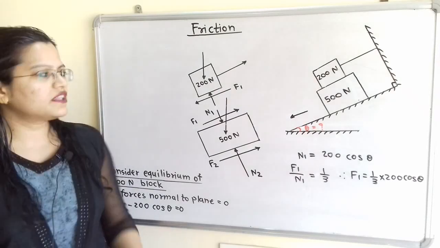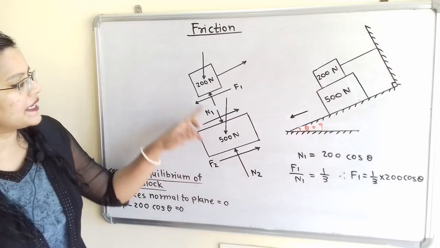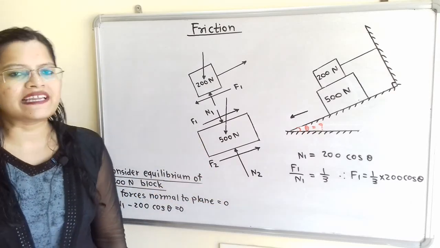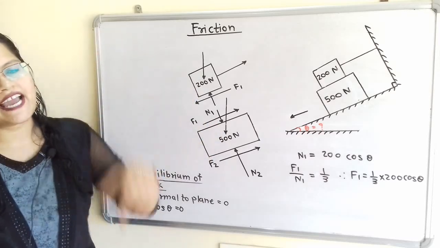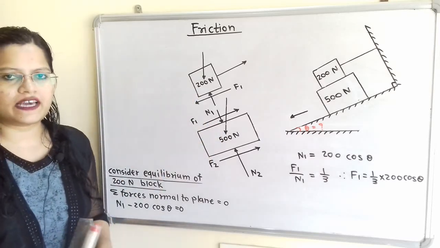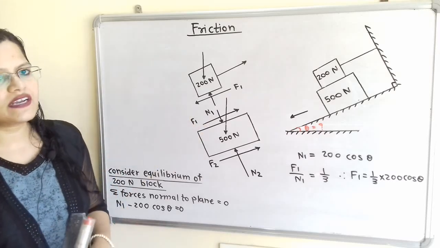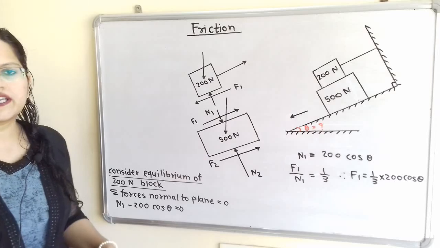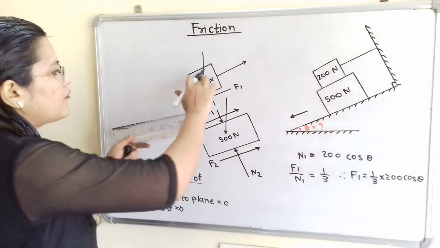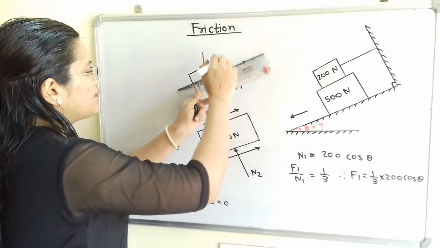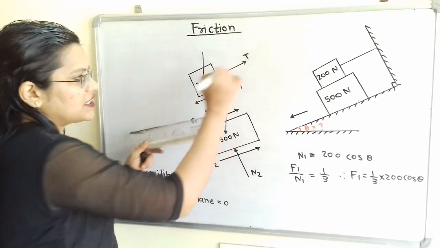If we observe this diagram, all the forces are parallel to the inclined plane as well as perpendicular to the inclined plane, except the weight, because weight always acts in the vertically downward direction. So we will resolve this weight into two components. One component is parallel to the inclined plane and the other is perpendicular to the inclined plane. So for this 200 Newton, I will show here one component. This line is also parallel. So here is tension T.